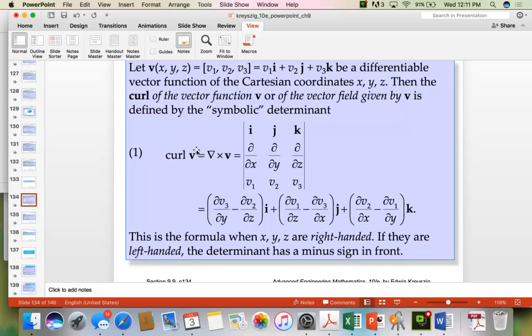The curl can most easily be written as del cross V, and the easiest way to calculate it is to use a determinant where the first row is i hat, j hat, and k hat. The second row are the partial derivatives with respect to x, y, and z, respectively, and then v1, v2, and v3, the components or the coefficients of the three dimensions. This is once again for a right-handed coordinate system. Please ignore this second sentence because we're not dealing with left-handed coordinate systems at all. So this basically is your curl equation.